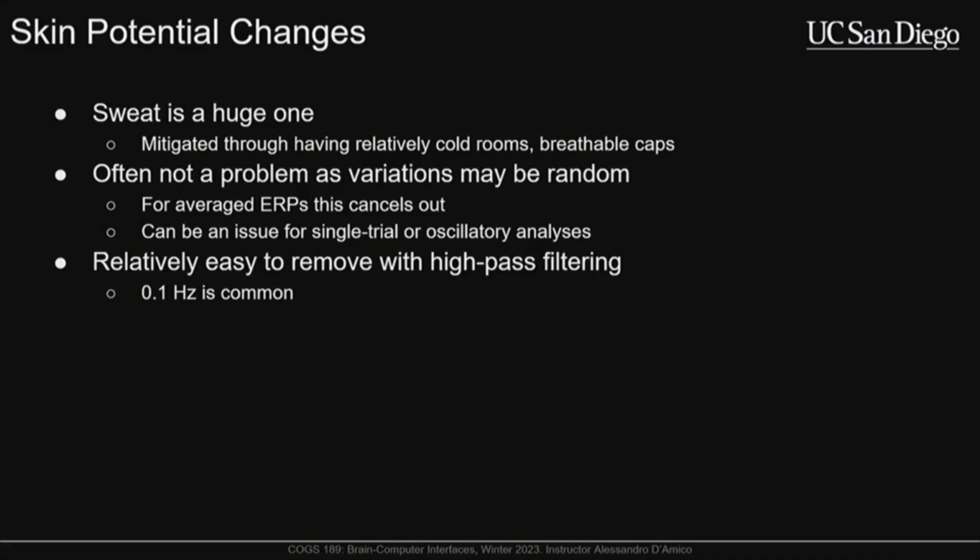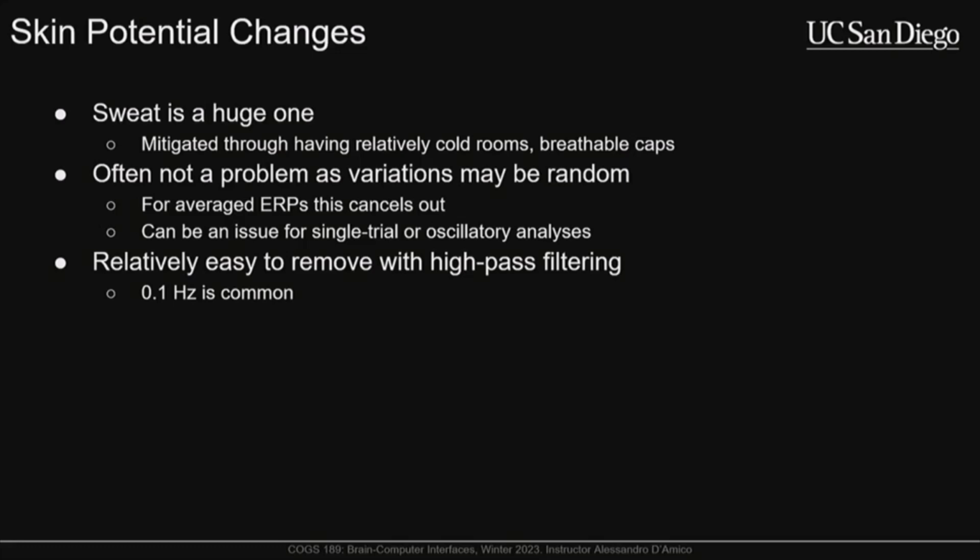And then skin potential changes. Sweat is the biggest one, so this is just going to happen while the participant is just existing as a human being. This can be mitigated by having a relatively cold room. Typically, we'd record at 68 degrees at my old lab, and that does reduce some sweating artifacts. Oftentimes, it's not going to be a huge problem because we can high-pass filter the data at 0.1 hertz to remove these really slow drifts.